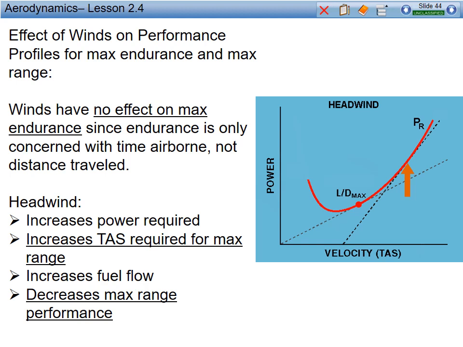As we move that origin point further to the right, it causes our power required to increase. I need to fly a higher true airspeed to overcome that reduction in ground speed due to the headwind. Because of this, I will increase my fuel flow and overall decrease my maximum range performance. This shift is required to reduce the effects of that headwind. Overall, it will still reduce your performance, but if I fly faster at a lower angle of attack, I will be driving through that headwind, and it will affect my range slightly less than if I were to maintain LD max angle of attack and velocity.